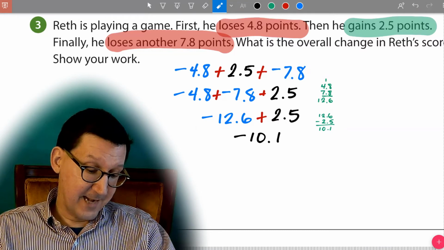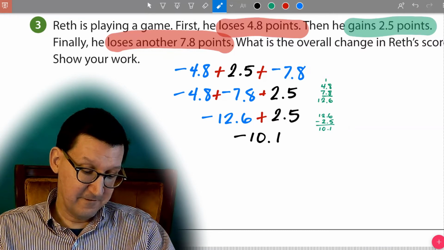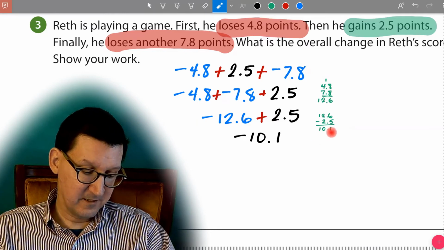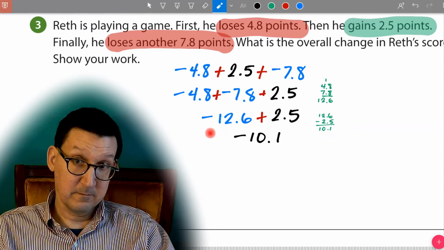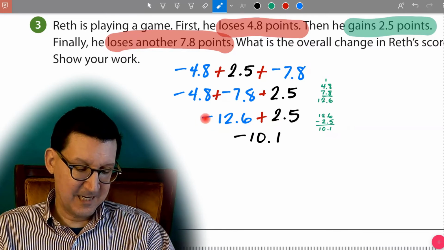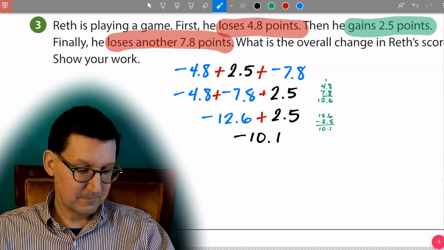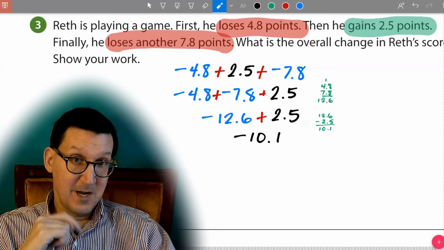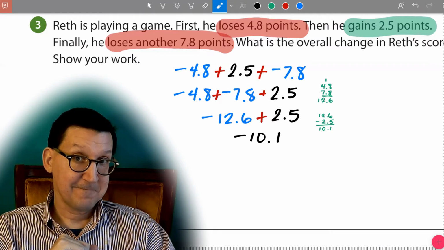So if you subtract 12.6 and 2.5, 6 minus 5 is 1, 12 minus 2 is 10, and you're left with, because 12 is the larger number, right? Largest absolute value. 12 is greater than 2. So it's a negative 10.1. So the overall change in Reth's score was a drop of 10.1 points.